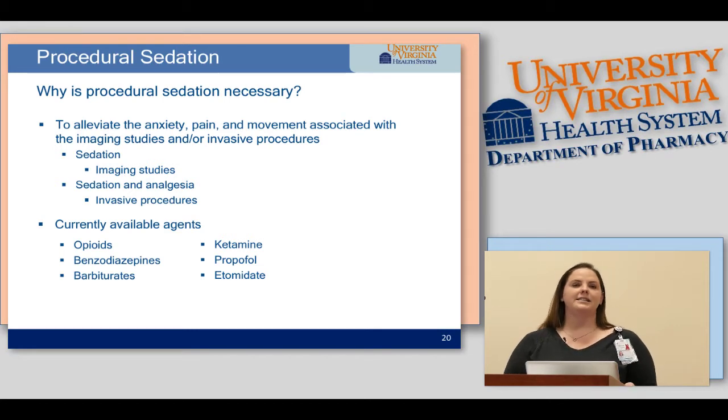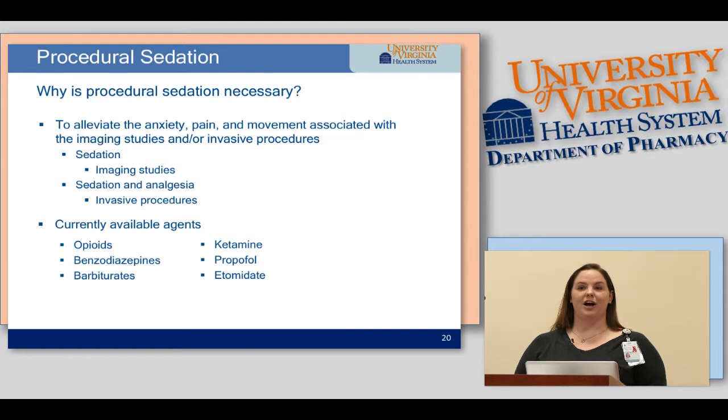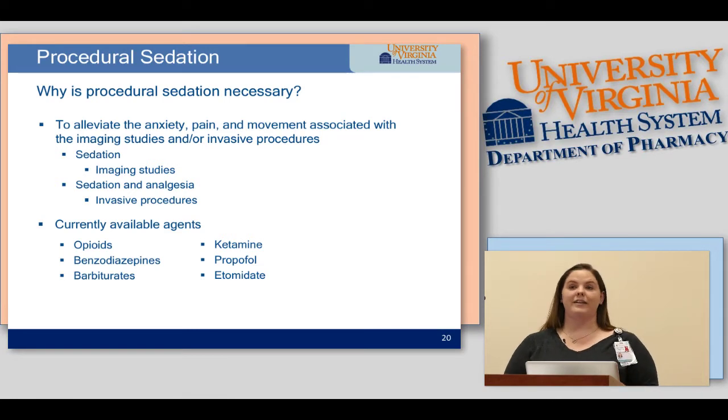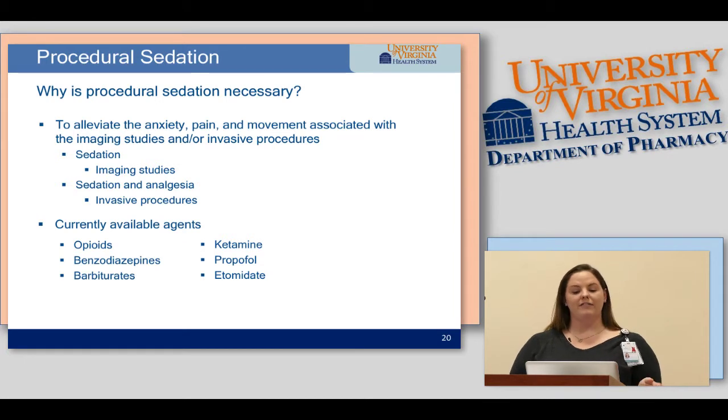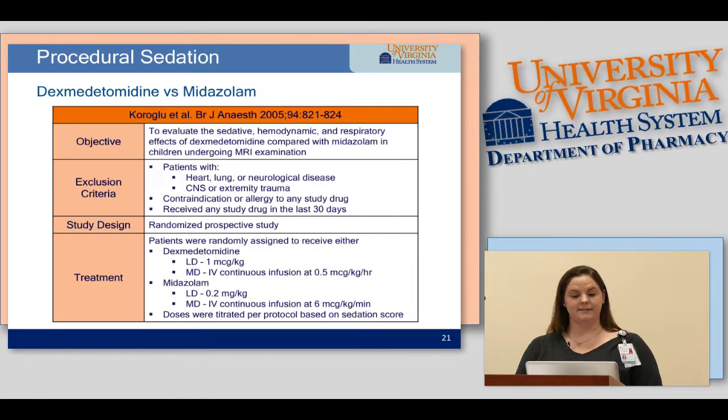procedures. You can see that it can be very scary for a child to undergo an MRI, and we definitely want to be able to get those imaging studies in order to properly diagnose them. So sedation agents definitely are a good tool that we use in order to obtain this. The currently available agents that we use are opioids, benzodiazepines, barbiturates, and ketamine, propofol, and etomidate. And so dexmedetomidine could potentially be a good option. There have been quite a few studies that have looked at dex compared with these agents.